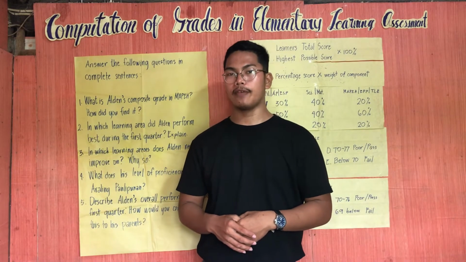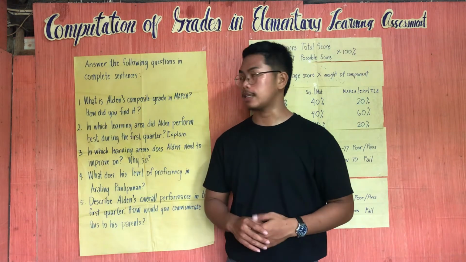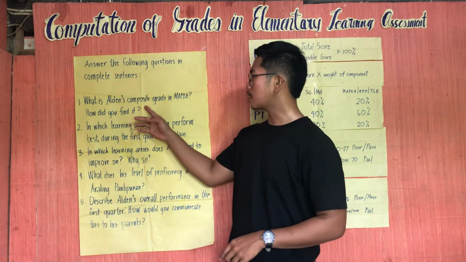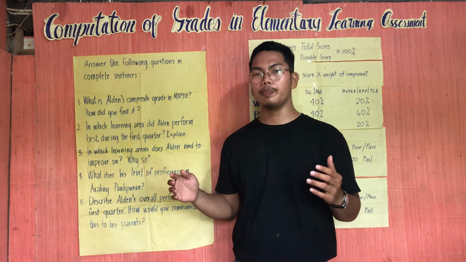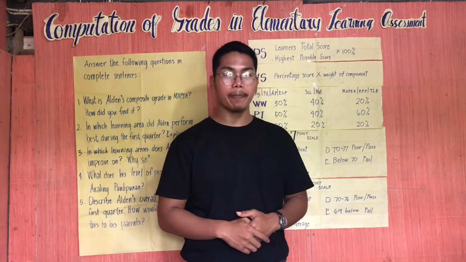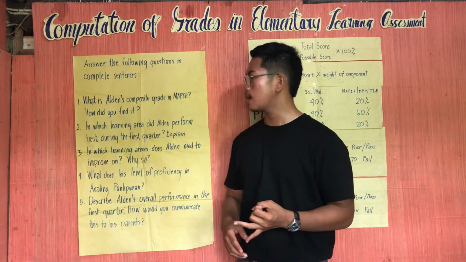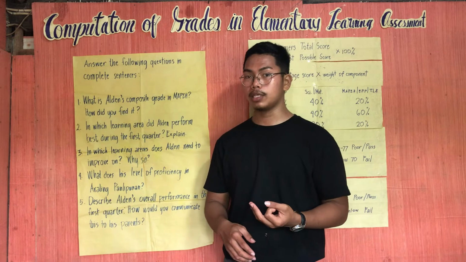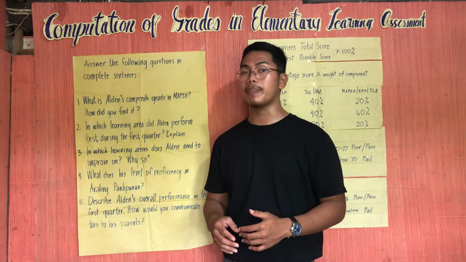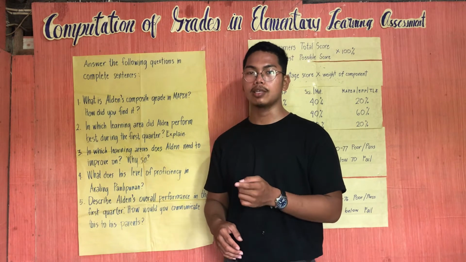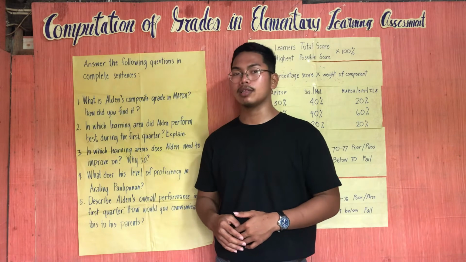And now for the final task, answer the following questions in complete sentences. What is Alden's composite grade in MAPE? We have computed Alden's grade in MAPE for the 4 components: music, arts, PE, or physical education, and health. Alden's composite grade in MAPE is 86.75. Why? How did I find it?